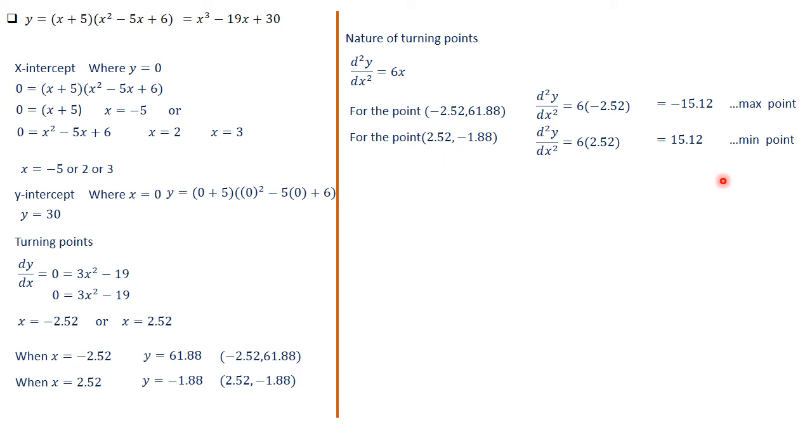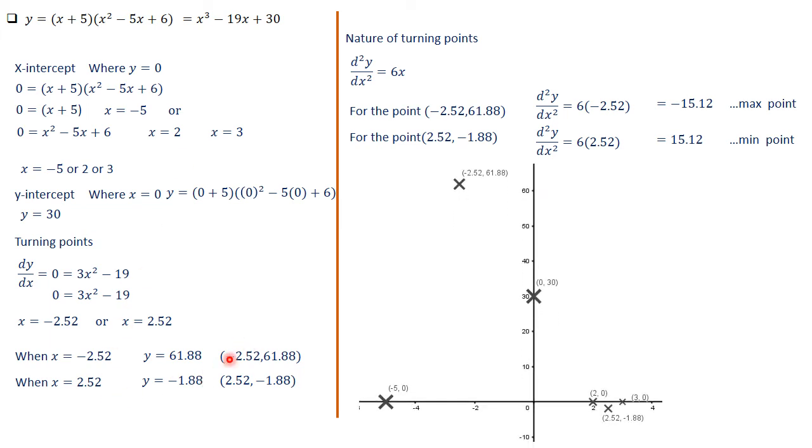Now, we put all this information we've got in a sketch on our Cartesian plane, and here it is. The x-intercepts, we had -5, 2, and 3. So we have -5, we have 2, we have 3. The curve is touching those 3 points along the x-axis. The y-axis is touched at 30. We have a maximum turning point at, where was that? -2.52, 61.88, and therefore it must be between the first and the second x-intercept, and it's that point there.